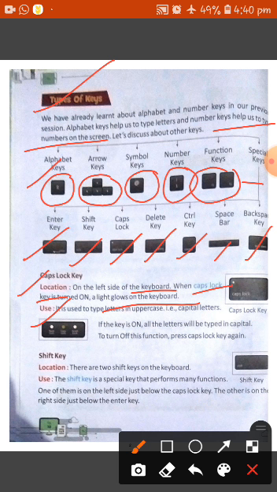Now, if the key is on, all the alphabets will be typed in capital letters. To turn off this function, please press caps lock key again.